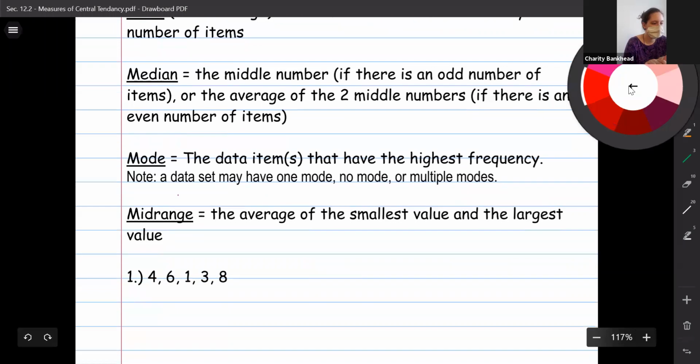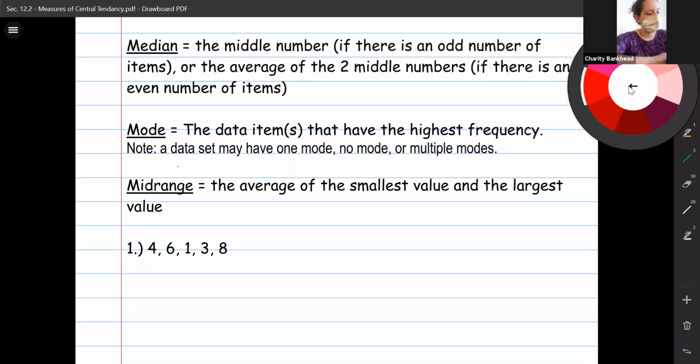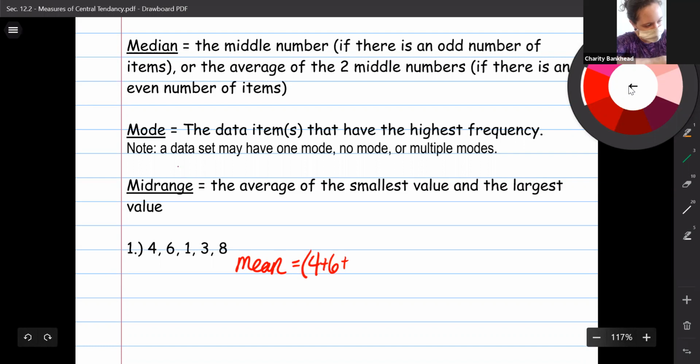All right, so to find the mean, we're going to add these all up and then divide by how many there are. 4 plus 6 plus 1 plus 3 plus 8, and then divide that by 5. You can put it in your calculator just like that if you want to. So that's going to be 22 over 5, which equals 4.4, I believe.